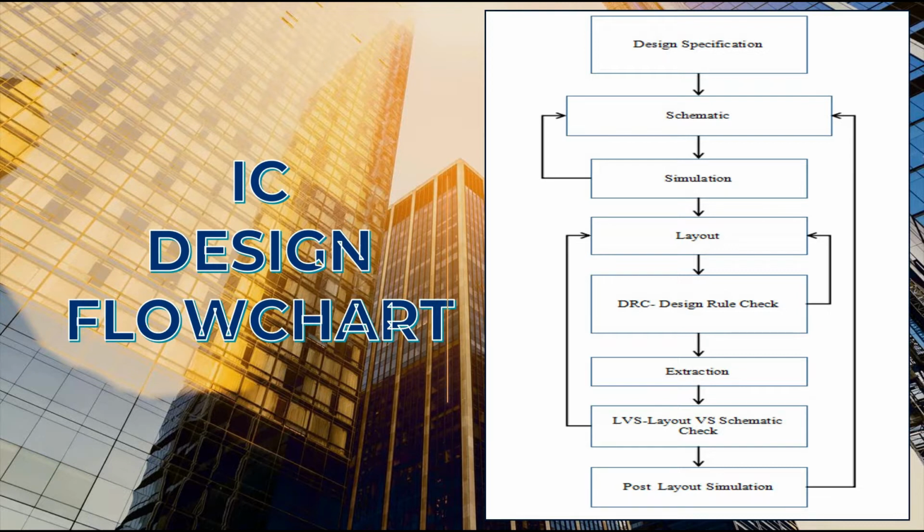After we do the layout, we need to do a design rule check to see if there is a problem or not. If there is a problem, we go back to the layout and recreate it. If there is no problem, we go to the extraction and do the LVS, layout versus schematic check. In the LVS, if there is any problem again, we go back to the layout and recreate it again.